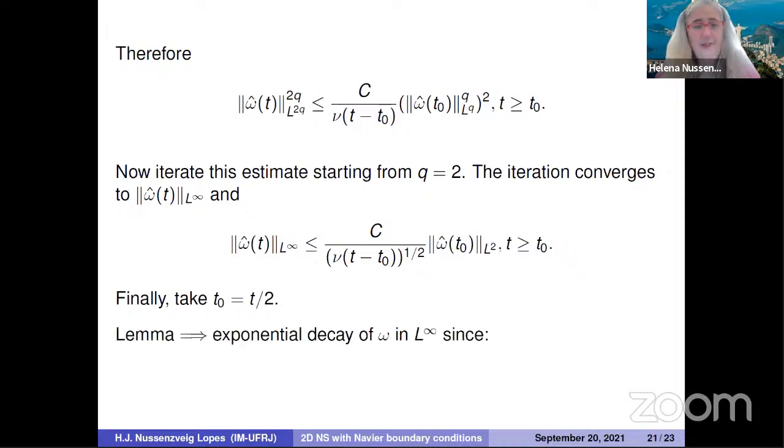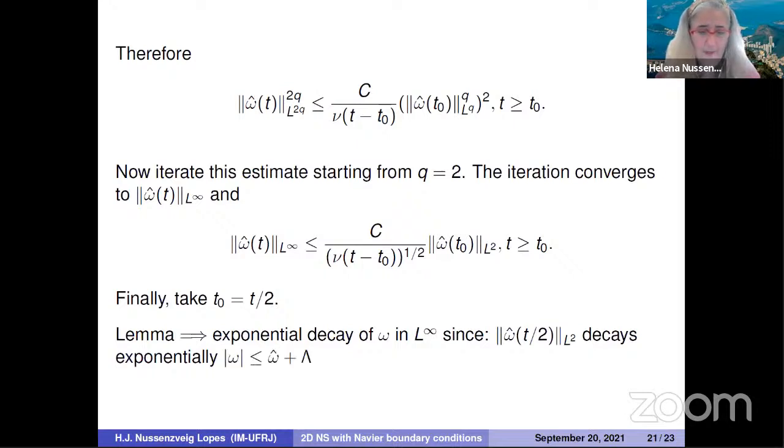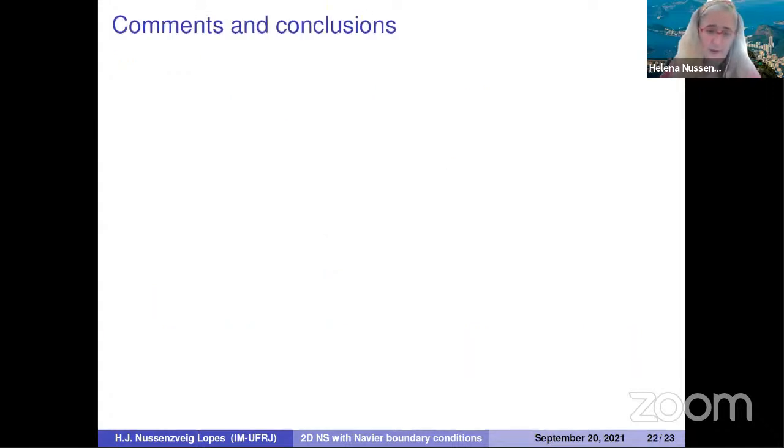Done. Okay, so from the lemma, you have exponential decay of omega hat in L infinity because you have exponential decay of L2. Now omega is bounded by omega hat plus lambda. You already proved that lambda has exponential decay, therefore done.